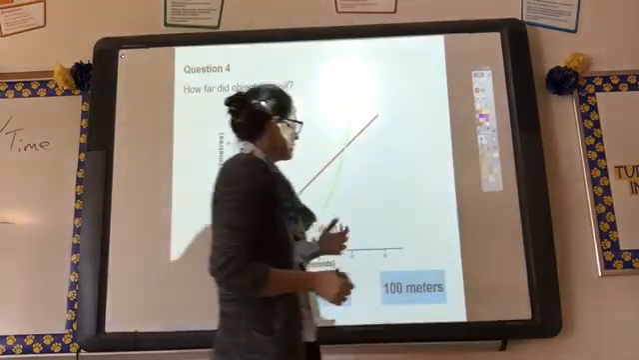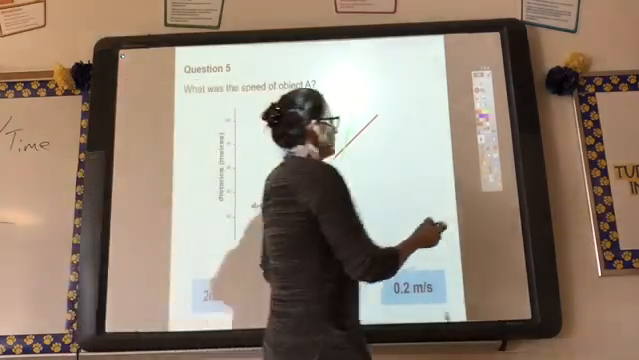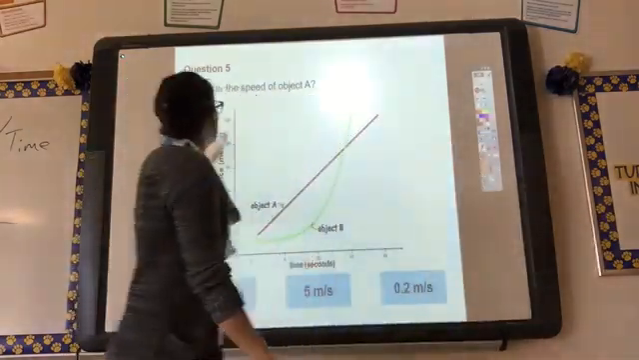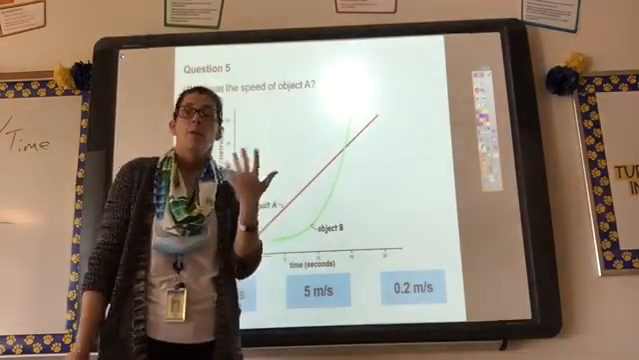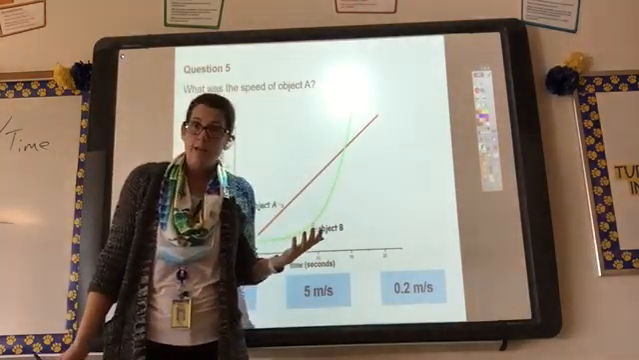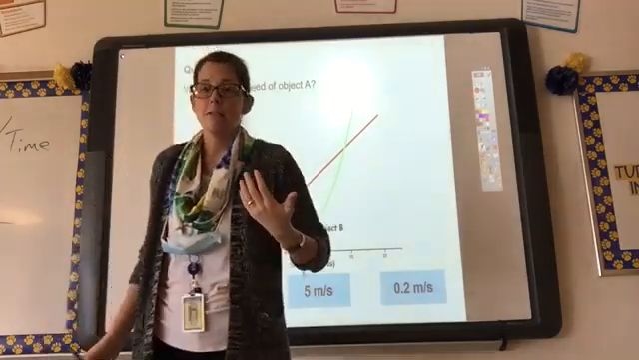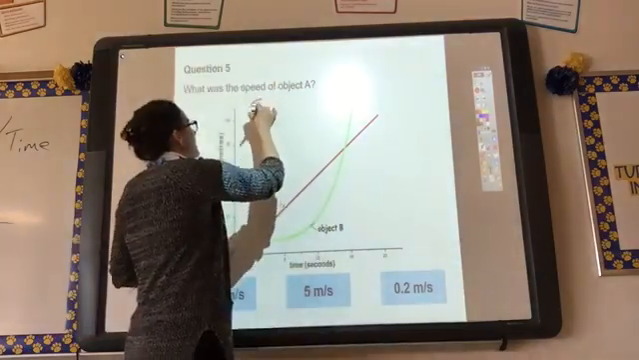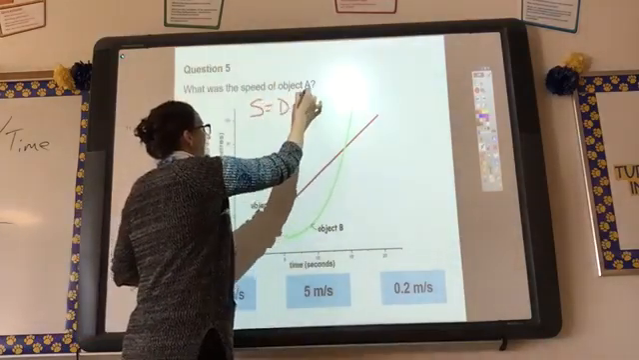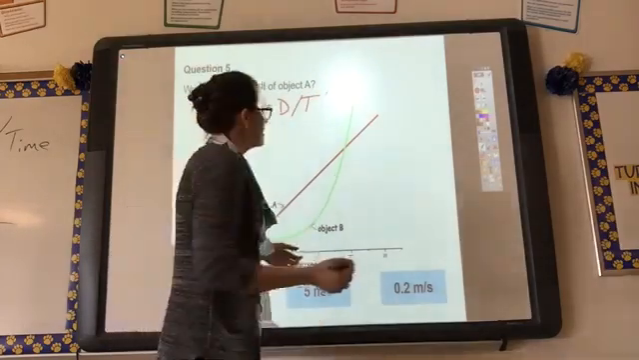Okay, well, let's look at the next question. Question number 5 says, what was the speed of object A? Well, we can figure that speed out just like we did a couple slides ago, okay? Because we've been figuring out speed for days. Speed equals distance divided by time, okay? Speed equals distance divided by time.